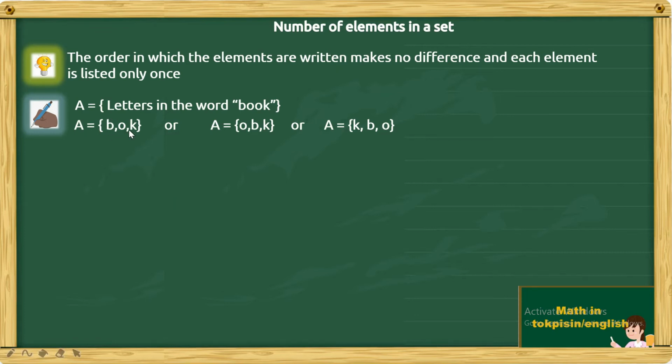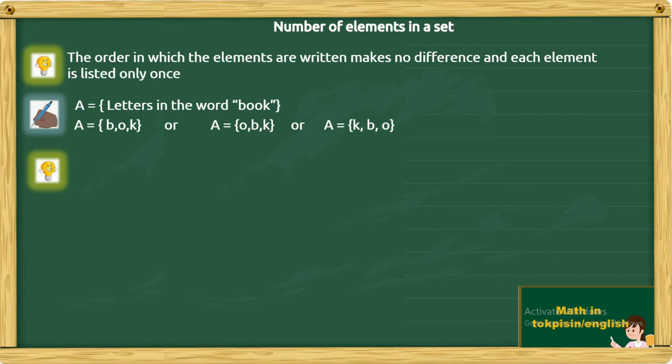You can also write A is equal to O, B, K, or you can write A is equal to K, B, O. However you arrange the letters K, B, O or O, B, K or B, O, K, it does not make any difference. It is still the same set A.